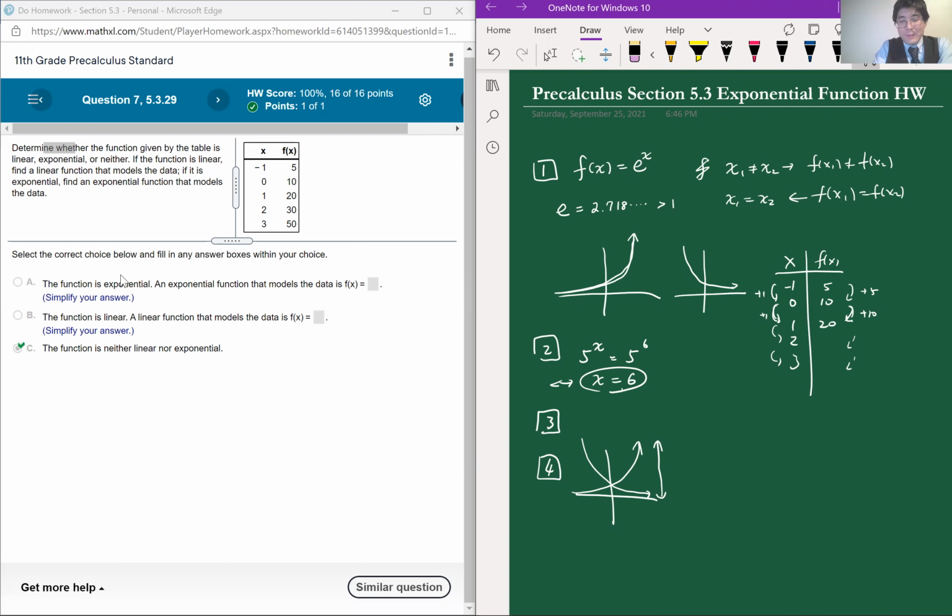Is it an exponential function? If it is an exponential function, then we look for the ratio. From 5 to 10, it is doubling. 10 through 20, it's also doubling. So this might be an exponential function. However, when we look at the next step, it's increasing from 20 to 30, which is not multiplied by 2, but something else. So this is not a perfect exponential function either. So the best choice here would be that the function is neither linear nor exponential.